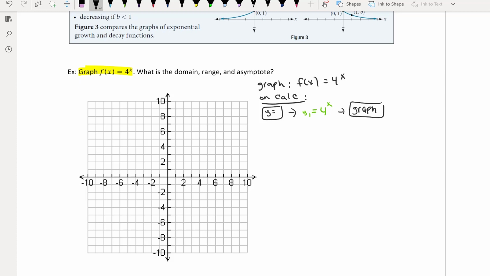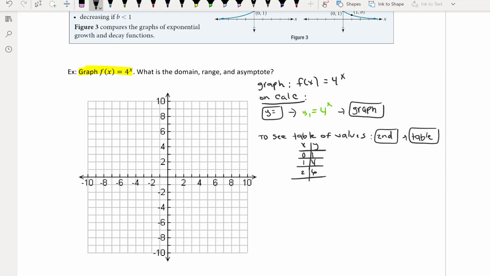The next thing that you might want to do is actually see the table of values. Maybe you want to see your x and y values, so you're going to go to second table. Once you do that on your calculator, you see some actual points. Here you have (0, 1), you have (1, 4), you also have (2, 16).